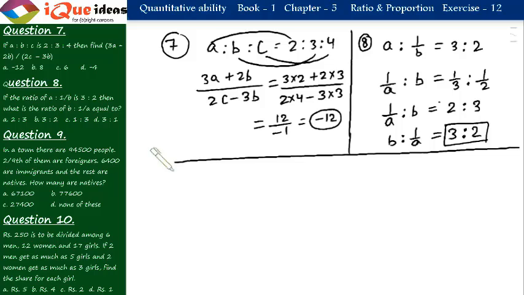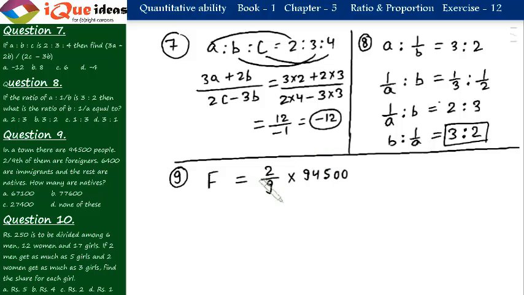Now let's take up the next question, that is question number 9. It says in a town there are 94,500 people, 2 by 9 of them are foreigners, 6,400 are immigrants and the rest are natives. Very simple question. The total population is 94,500. So foreigners would be equal to 2 by 9 into 94,500. So just do the calculation.